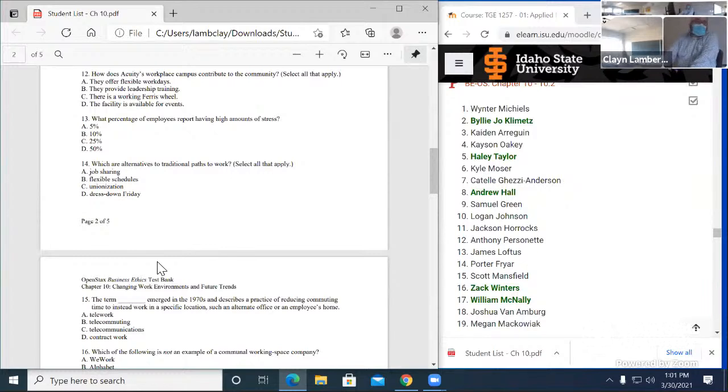So the only reason I say that's an alternative to a traditional path is that I apply to work at this place and I work there until I don't work anymore. Unionization might have me transferred to other places. And so I think that one's a little sketchier, but I agree with A and B.